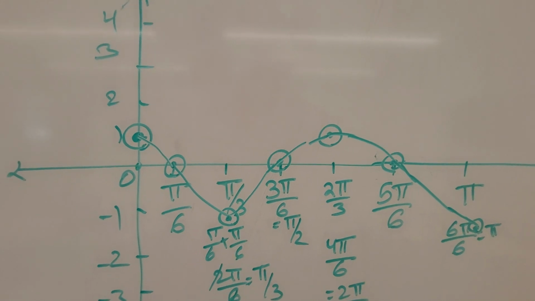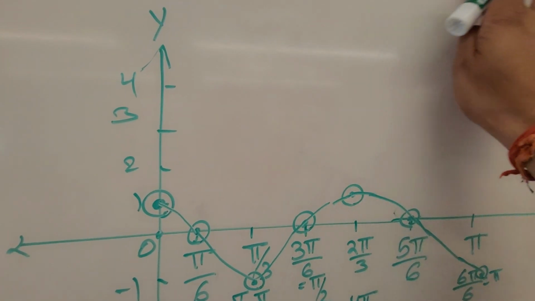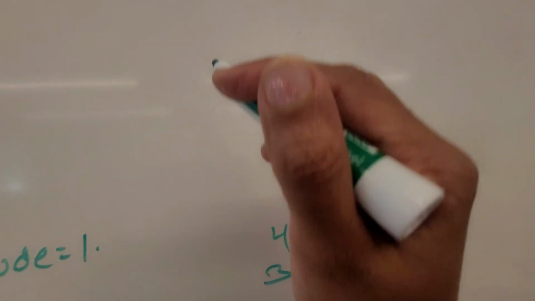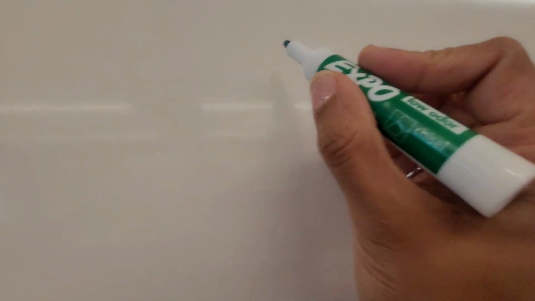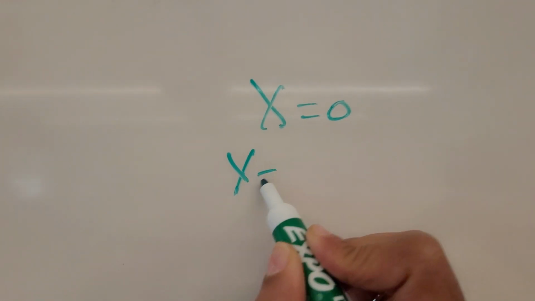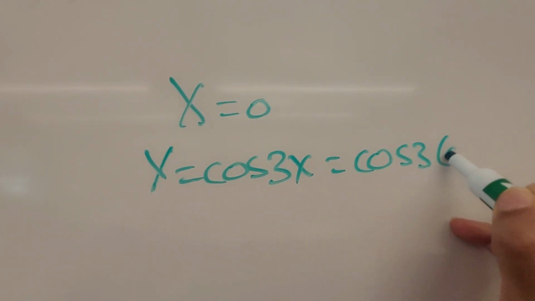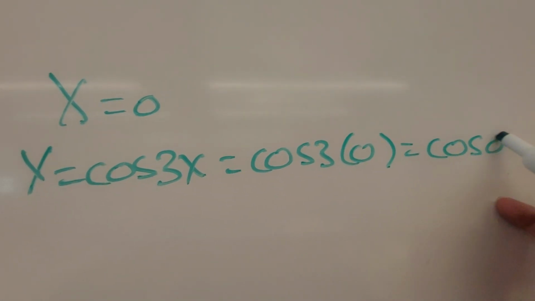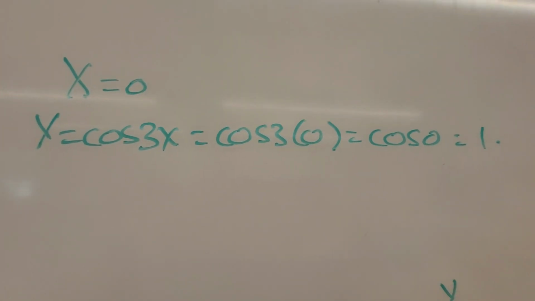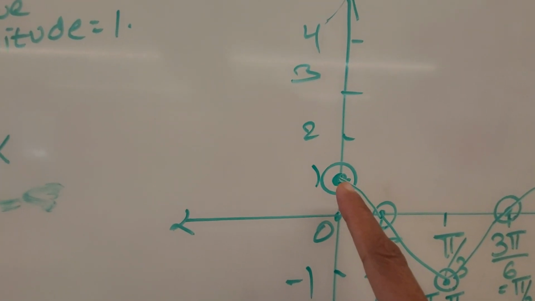I'm going to show you the calculations, how you can work this out. Let's take each value of x and calculate for this function. For x equal to 0, y is equal to cos 3x, our function. So cos of 3 times 0, which is cos 0, which is 1. So for 0, I have to point it at 1.